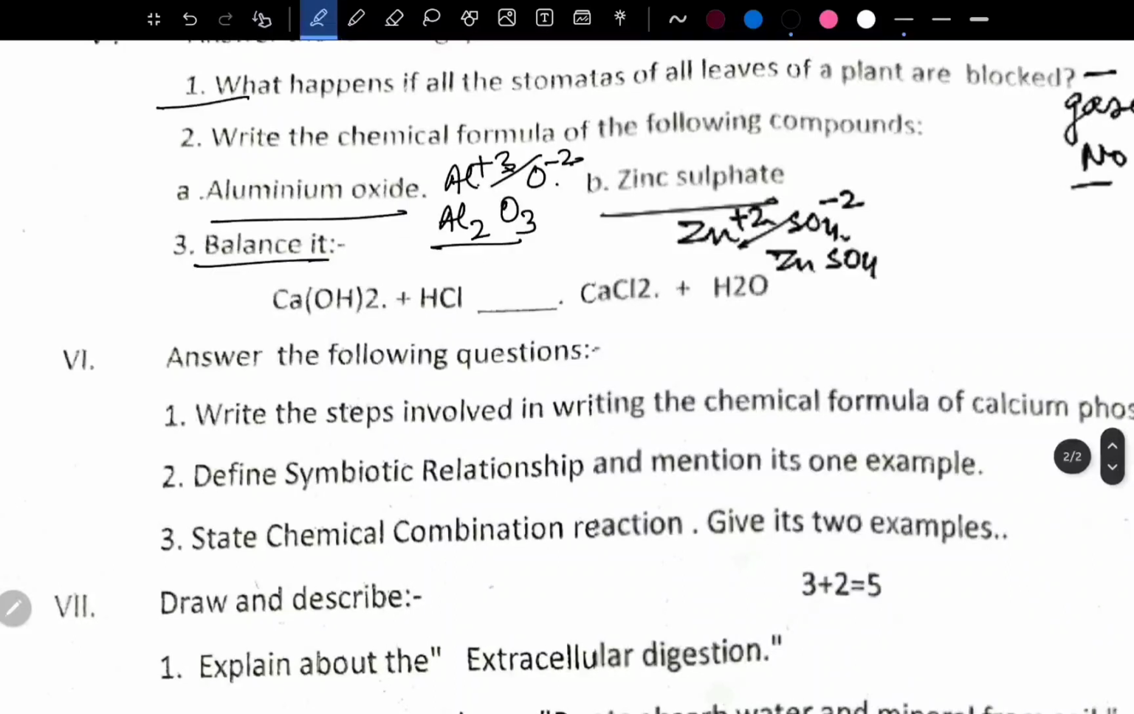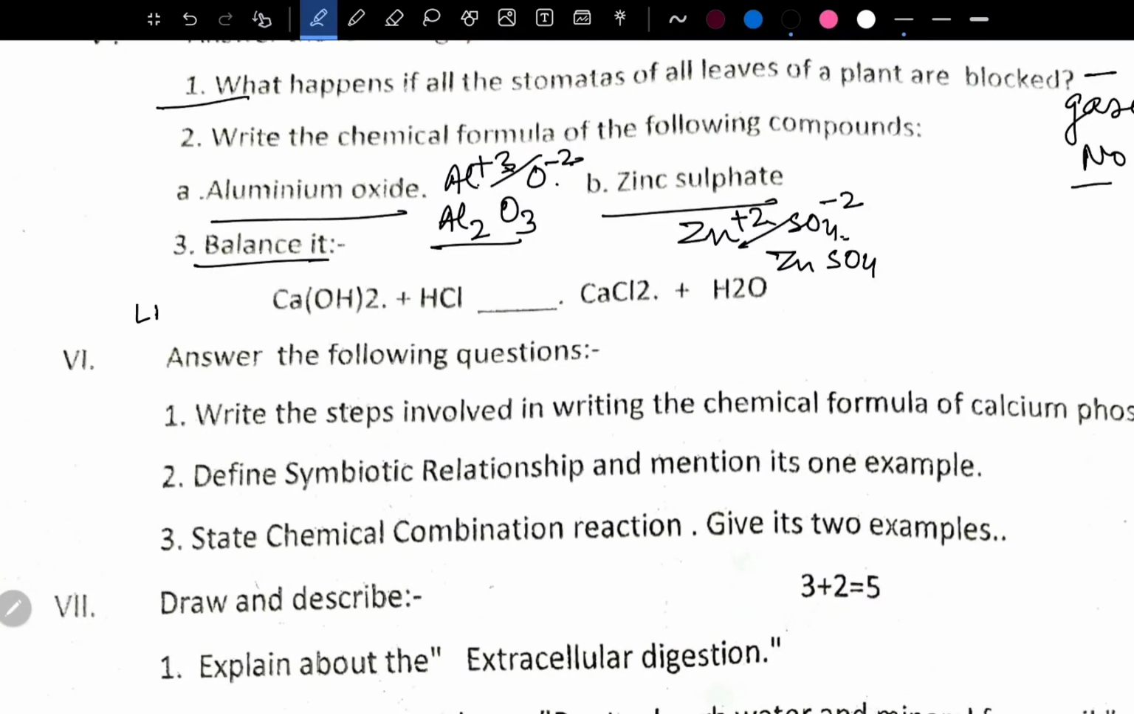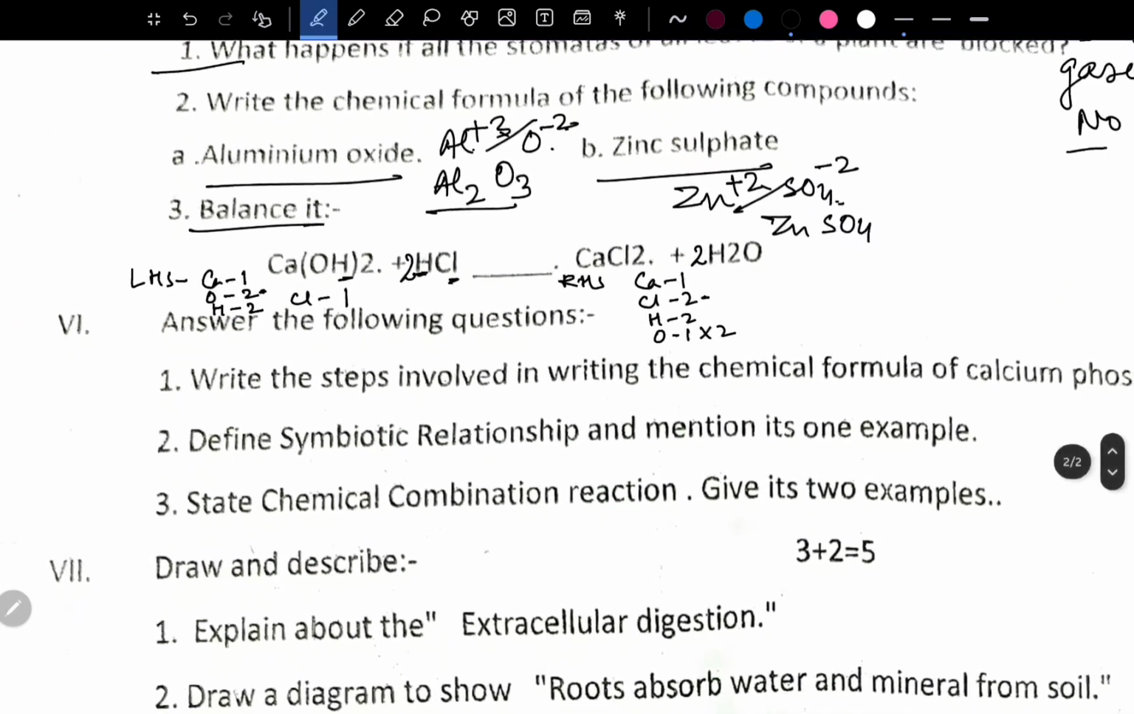And now balancing the equation. So what is here? That is at LHS, calcium is 1, oxygen is 2 and hydrogen is how many? 2 and chlorine is 1. Whereas here RHS, calcium is 1, chlorine is 2, hydrogen is 2 and oxygen is 1. So here oxygen is 2, so here we will do 2. So now here hydrogen becomes 4 and here we are having 2 oxygen and 2 hydrogen. And here chlorine is 2, here chlorine is 2. So here we can put 2 and this chemical equation is balanced.